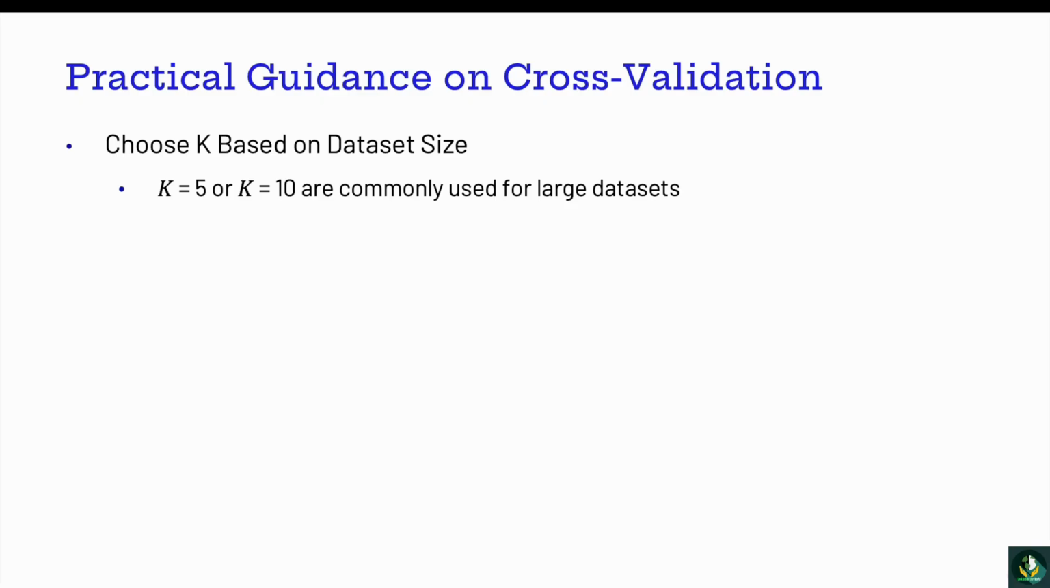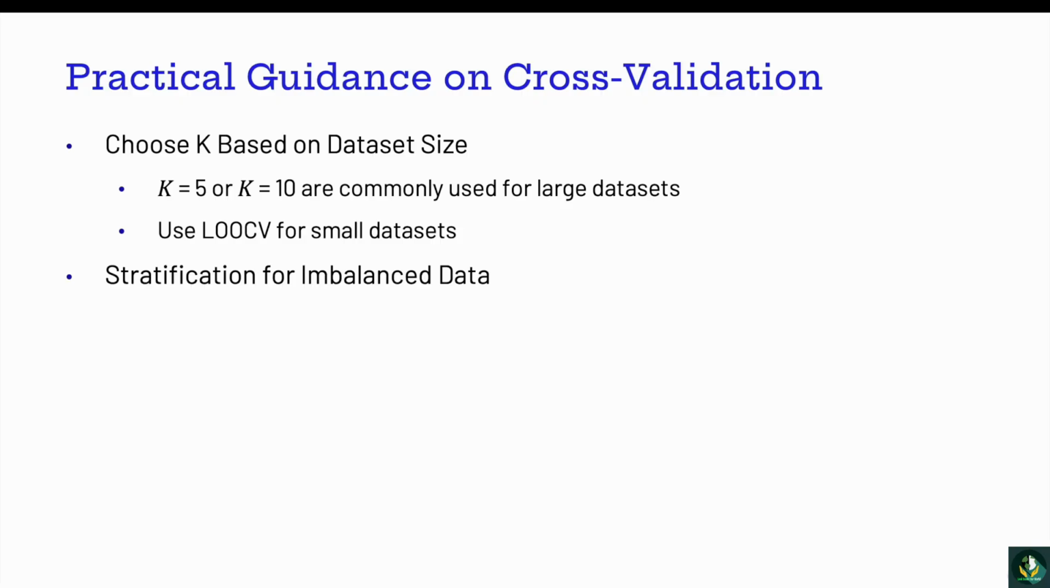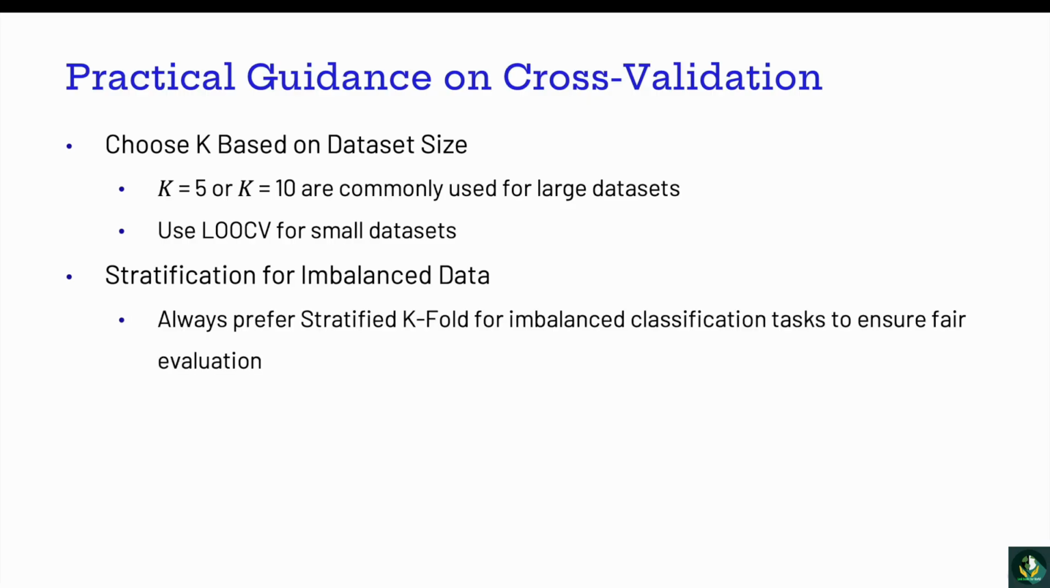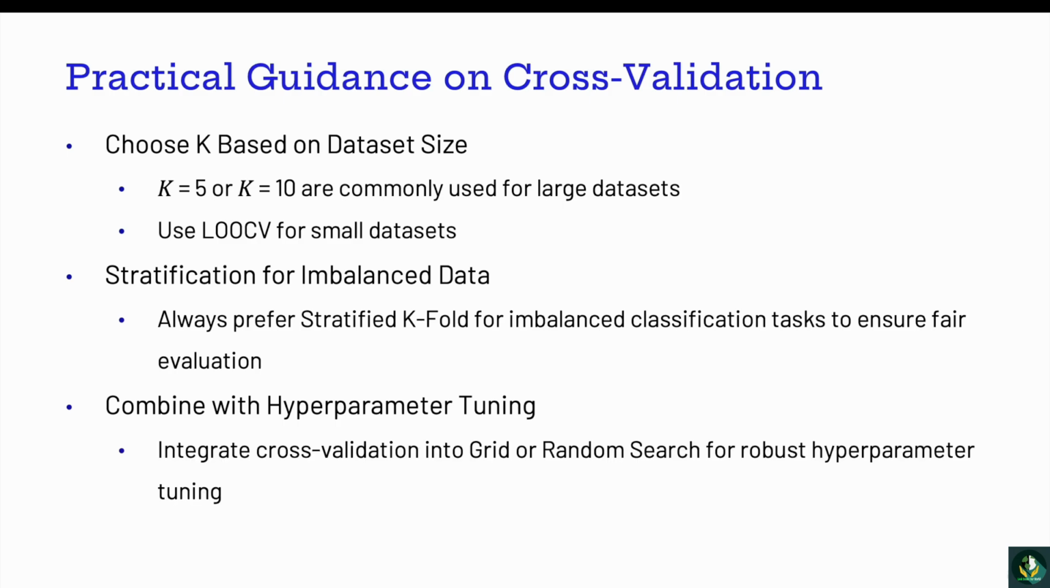Next, let's look at the practical guidance on cross validation. First, choose k based on dataset size, where k equal to 5 or k equal to 10 are commonly used for large datasets. You can use LOOCV for small datasets. Then you have stratification for imbalanced data. Always prefer stratified k-fold for imbalanced classification tasks to ensure fair evaluation. And finally, combine with hyperparameter tuning. Integrate cross validation into grid or random search for robust hyperparameter tuning.